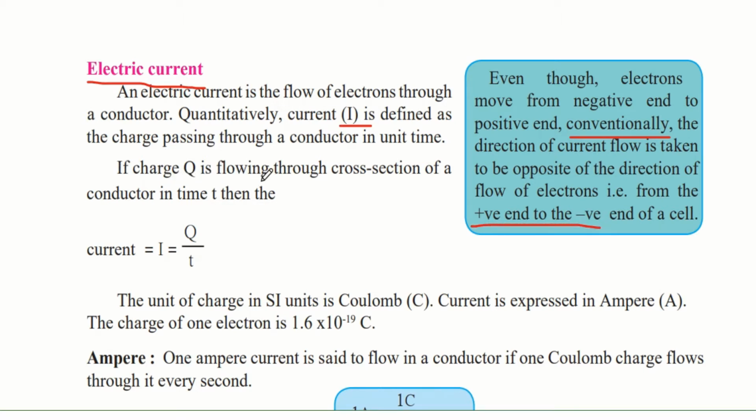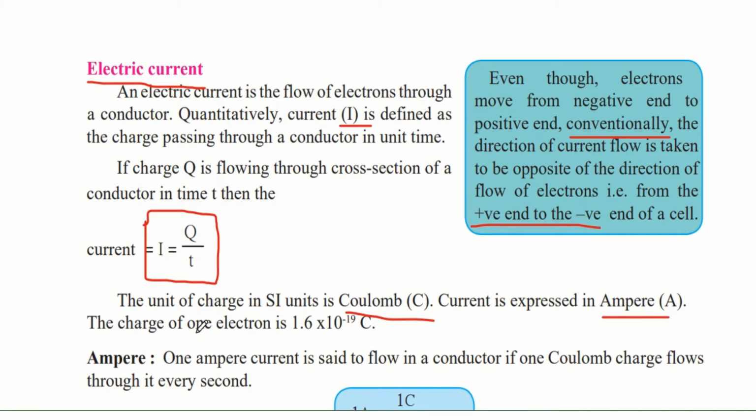If the charge q is flowing through the cross section of a conductor in time t, then the current, which is I, is equal to q upon t. So this is a very important formula and we need to know this. Here it is telling us that I, that is the current, is equal to q, which is the charge, upon the time t. The unit of charge in SI unit is called coulomb and current is expressed in ampere.